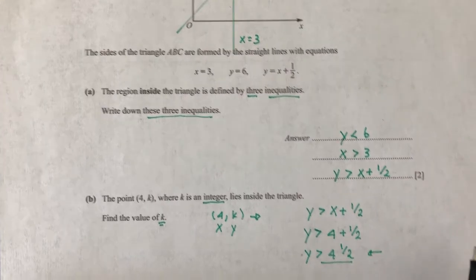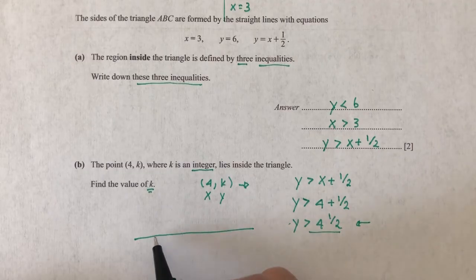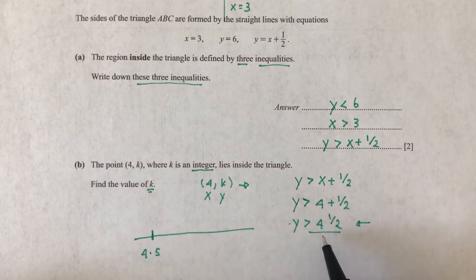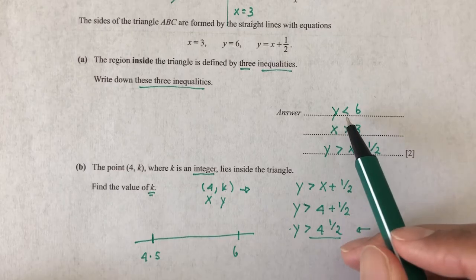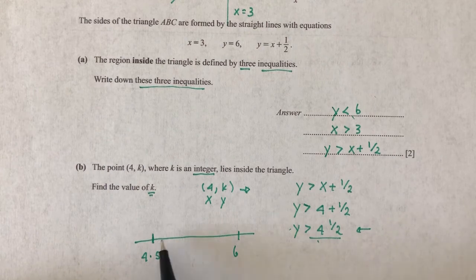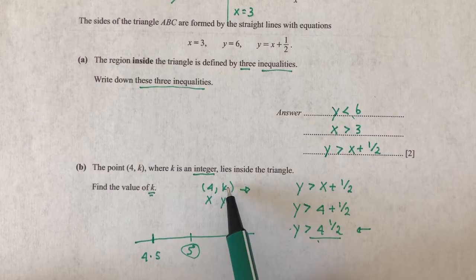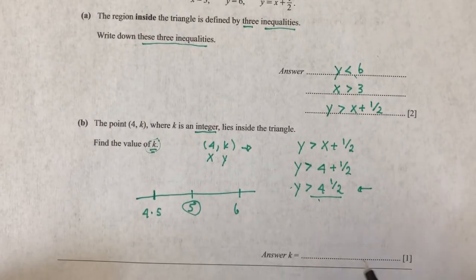So which means if we have a line here, this is 4.5. The value of y is between 4.5 and 6, because as you can see here, we have y defined by 2 inequalities. It must be less than 6 and more than 4.5. So it can be between this line. So what integer is between this line? We have number 5, and that's the only number we have. So thus, the value of k will be 5. And that's it for number 18.